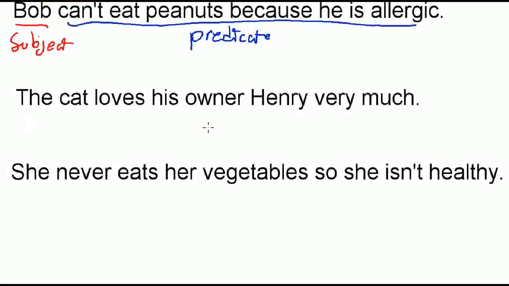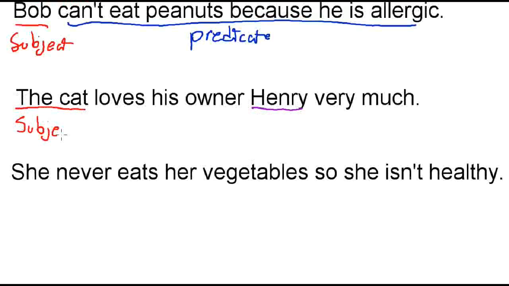The cat loves his owner, Henry, very much. This one's a bit interesting, correct? Because we have Henry. Henry is a name. But is Henry the subject in this sentence? Well, no. In this case, no. Henry is not the subject. The cat is the subject, correct? Because the cat loves. The cat is doing the verb. So the cat is the subject.